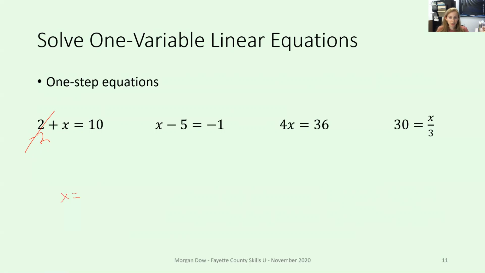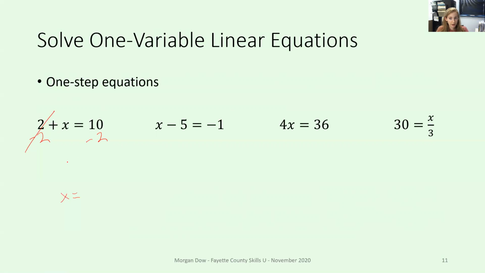Now that's all well and good. Right now I've got an x by itself. However, I can't just go around making changes to one side of the equation and ignoring the other side. Because of that equal sign, that's saying that one side is exactly the same as the other. If I make a change to one side, so if I subtract 2 from one side, I need to do exactly the same thing to the other side. So I just subtracted 2 from the left side of the equation. That means automatically, without even thinking about it, I'm going to come over to the right side of the equation and subtract 2.